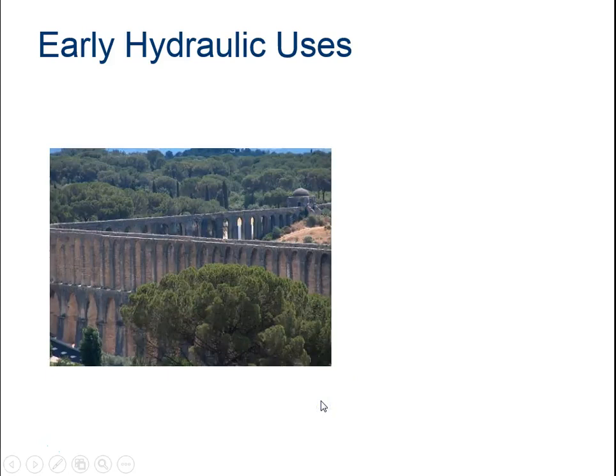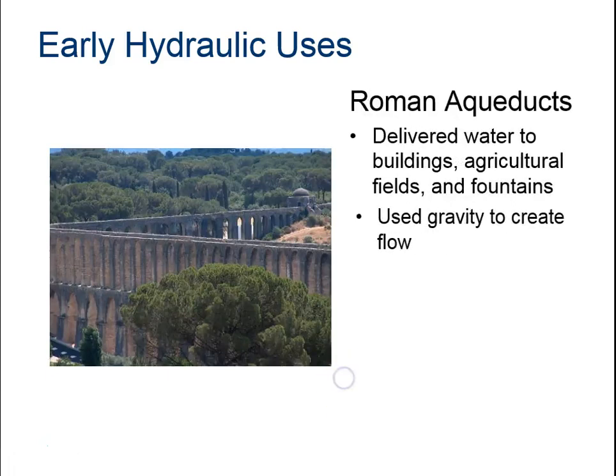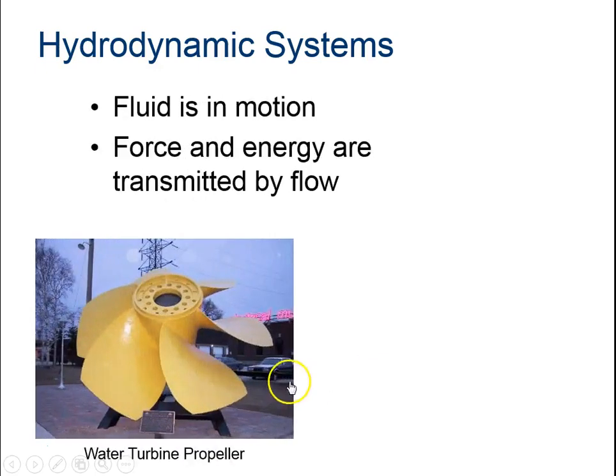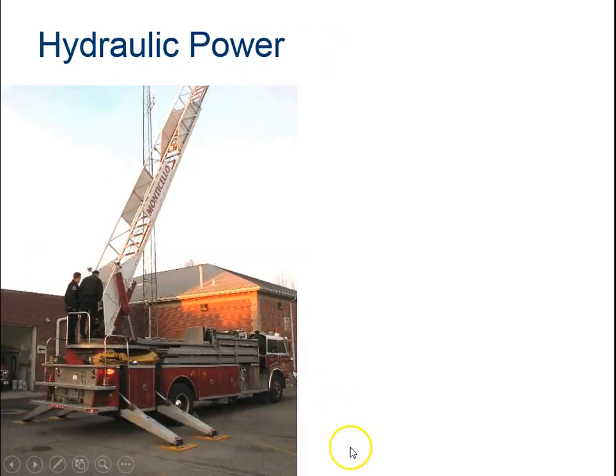We also have ancient aqueducts used to transport water. They were gravity fed from up in the mountains, and they were used for practical purposes and decorative. Today we have hydraulic systems in all sorts of places where the fluid's in motion, for instance on a turbine, as the water flows by, it spins the turbine to create energy.